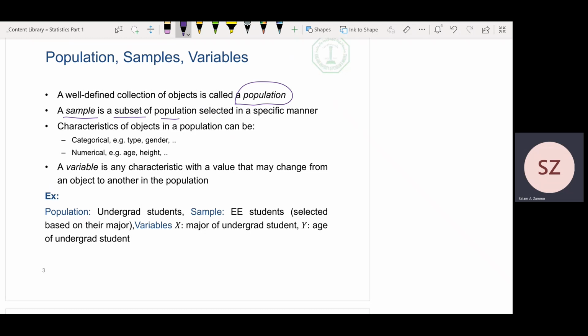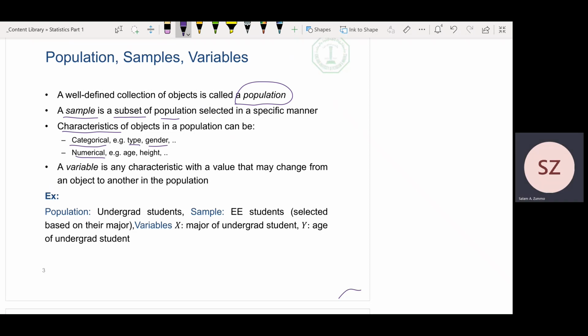Okay. So now this sample or population has some characteristics. Characteristics are divided into two different types. Either categorical or numerical. Categorical, for example, you can say the gender of the population, you have male and female. You can divide by characteristics of gender. Or, let's talk about university students, you can have specialization.